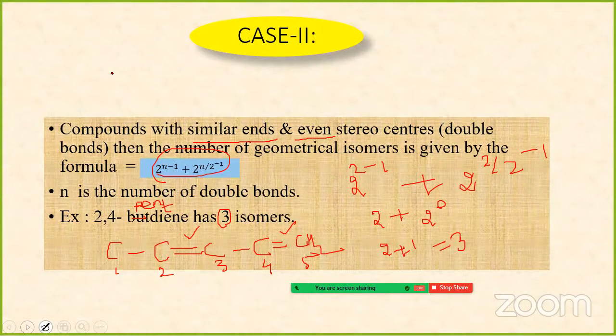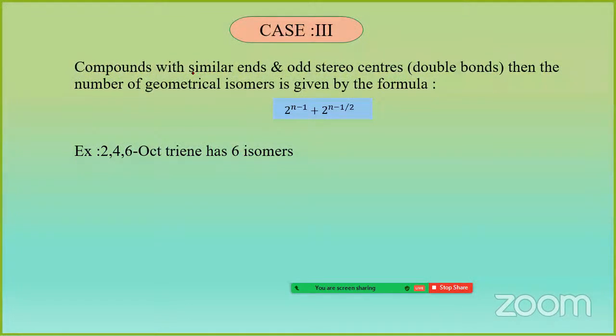The third case is compounds with similar ends and an odd number of double bonds. Here the formula is 2 to the power of n minus 1, same as for an even number of stereo centers, plus 2 to the power of n minus 1 whole divided by 2. There it was n by 2 minus 1, but here it is n minus 1 whole divided by 2. So this is the formula. Here we have the example 2,4,6-octatriene, which has 6 isomers. So let us see how we get these 6 isomers.